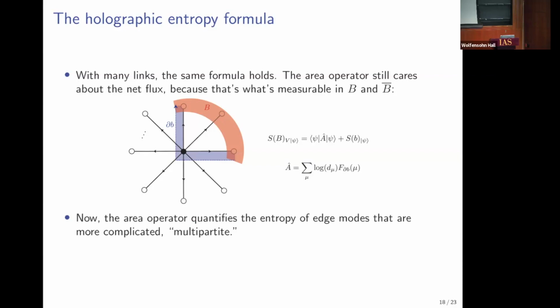These are all equalities. I will make sure to tell you where the approximations show up. And I will say in passing that this area operator quantifies the entropy of edge modes that are a little more complicated than the edge modes that were introduced in, say, the two-link factorization. There, we introduced this entangled pair: this k index was maximally entangled with that k index. Now there are many links involved, so when you factorize it, they're all just in some big complicated multipartite entangled state.